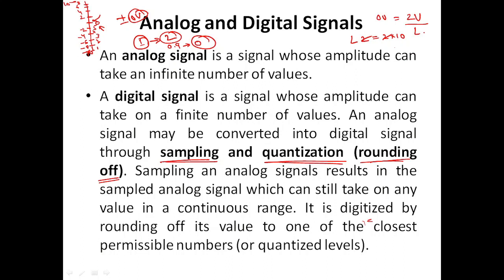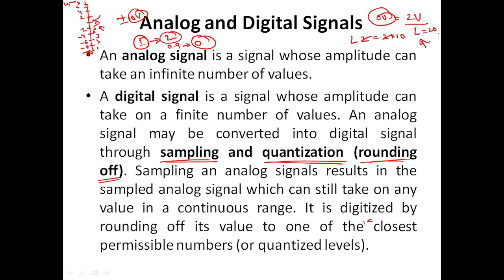Now if you want 20 intervals, L equals 20, this delta V would be reducing. So in this way, by changing the L values, you can reduce the delta V values, and you can try to reduce the quantization error. The smaller the delta V, the lower will be the quantization error.